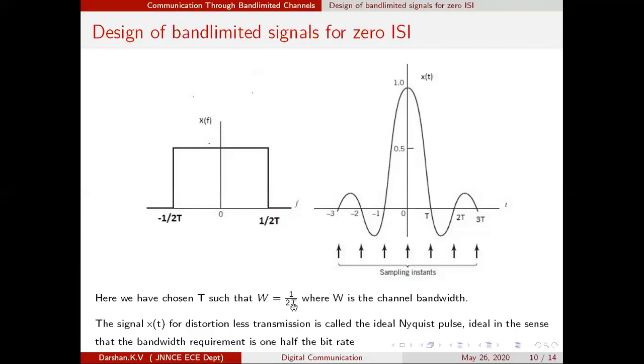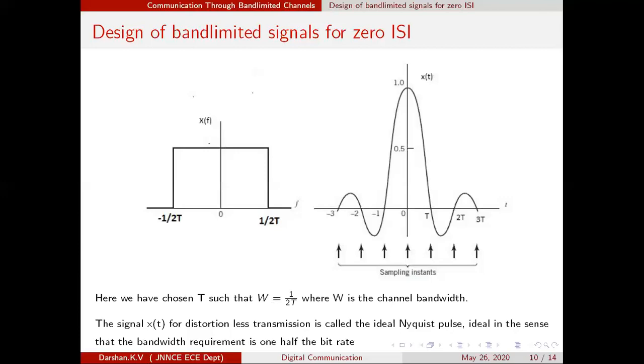Or you can read it in the other way: T is equal to 1 divided by 2W. Or you can read it another way, that is 1 by T is equal to 2W. So three ways you can read it. One is W is equal to 1 by 2T, another is T is equal to 1 by 2W, and another is 1 by T is equal to 2W. However you read it, you can get different types of analysis.